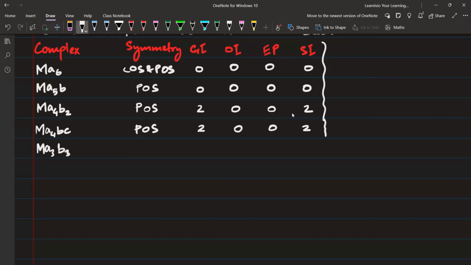In M A3B3 we can have A opposite to A. Now, A will be opposite to B and then B opposite to B. Make sense, yes or no? Yes. And one more case becomes possible: A opposite to B, A opposite to B and A opposite to B. Try to think of any other case.